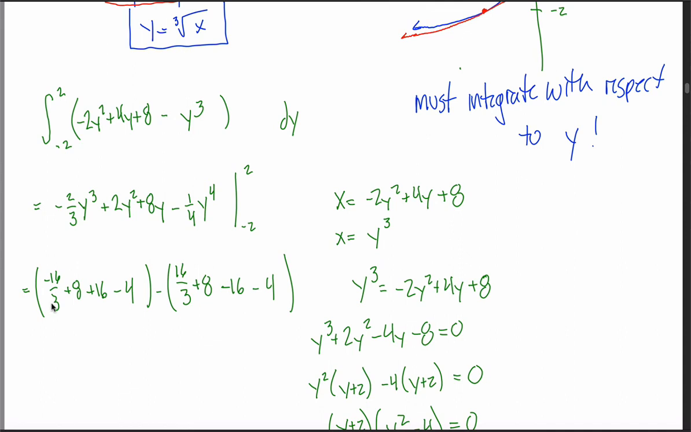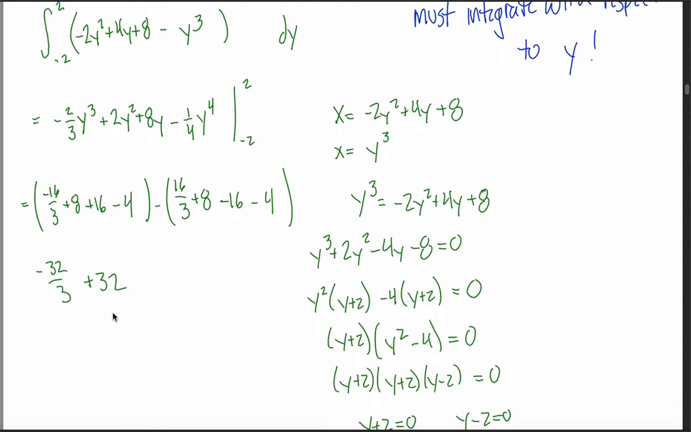This negative 16/3 minus this positive 16/3 gives me negative 32/3. This 8 minus this 8 cancels out. This 16 minus this negative 16 gives me positive 32. And this negative 4 minus this negative 4 cancel out, so what I get left with is just negative 32/3 plus 32. And I think if you get a common denominator, you'll have 96 thirds here, and 96 minus 32 is 64 thirds, which will be the area of this bounded region.